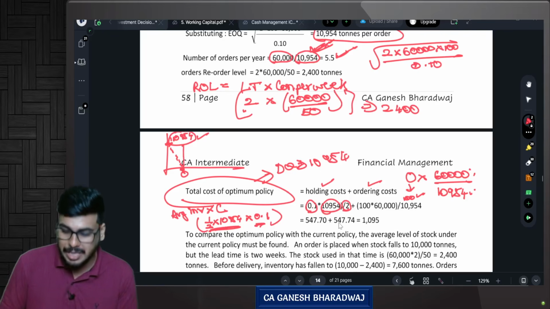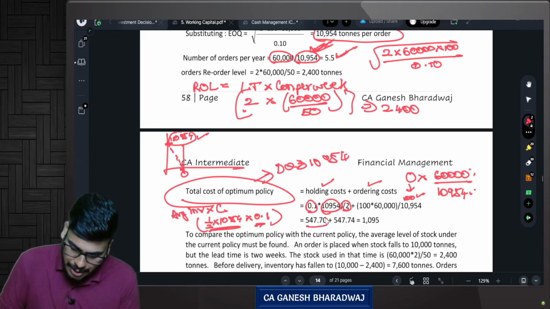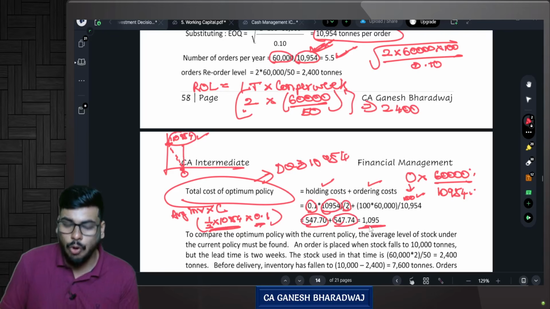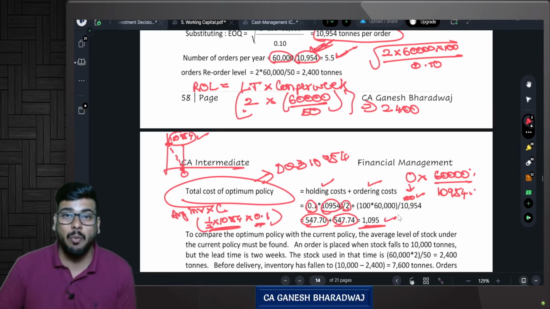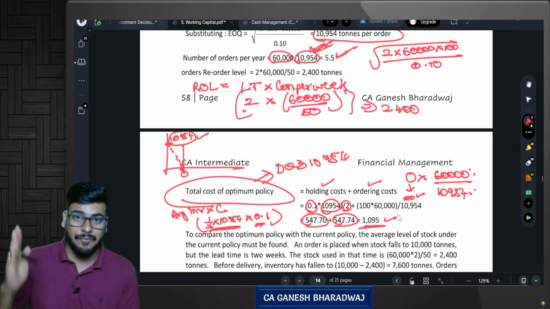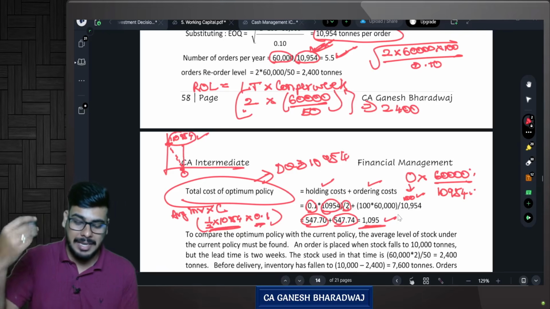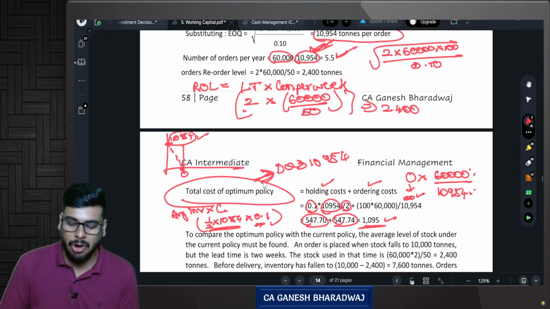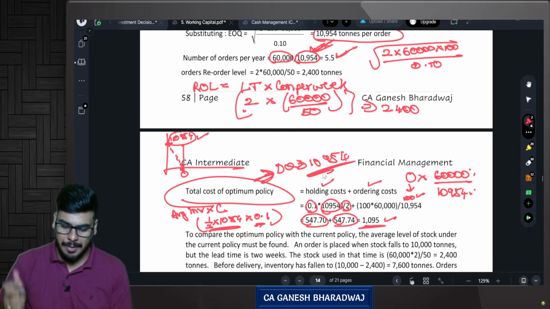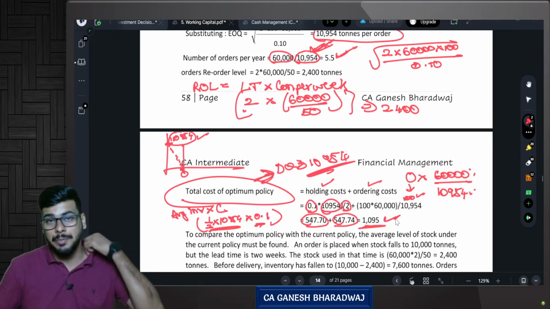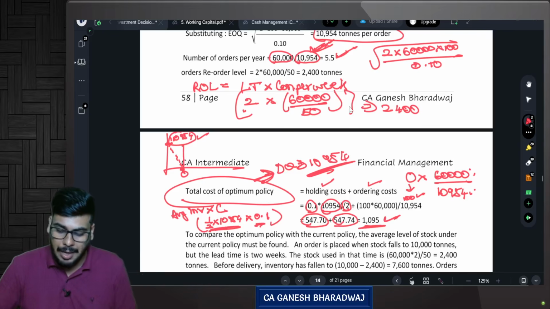So basically it is going to be 547.7 plus 547.74. So your overall cost is going to be 1,095 if you are placing an order at your economic order quantity level. If you are following the economic order quantity, your overall cost will be 1,095. Are you clear with this?